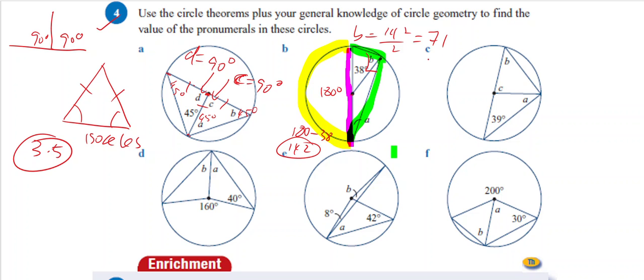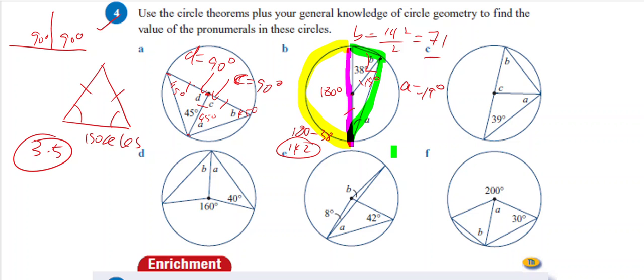We already know B equals 71, so what do I need to make up from 71 to get to 90? I only need 19 degrees. Since this triangle itself is an isosceles triangle, these two sides are equal, meaning these two angles are equal, so A equals 19 degrees. A lot of these problems are basically using the isosceles triangle property.